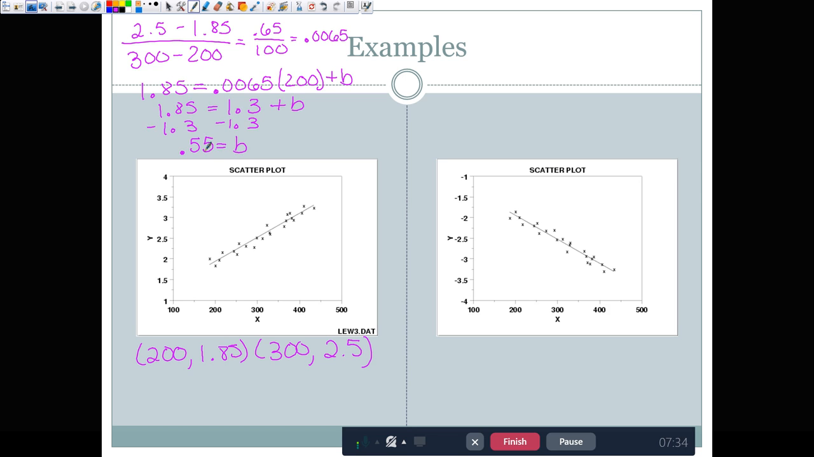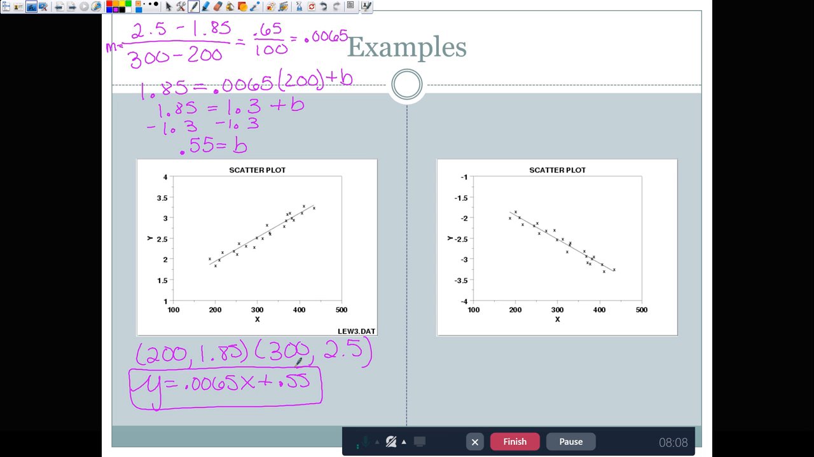So now that I have my m and my b, I can write my equation. Y equals m, 0.0065 x plus b, 0.55. Again, your equation might be slightly different because you used different points. As long as it's similar, close to, that's all that matters. Okay, let's do the next one.